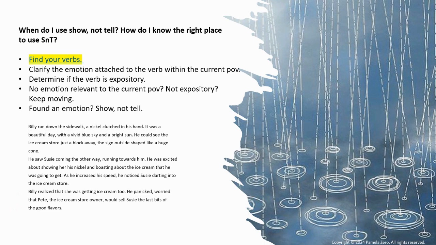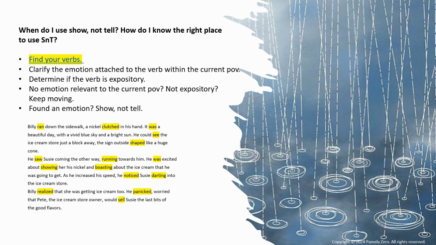Okay, let's talk about this a little bit. There is nothing terribly wrong with these paragraphs. However, let's do show not tell as they apply to these paragraphs and take a look at what that does to the actual prose. Let's start by finding our verbs. Billy ran down the sidewalk, a nickel clutched in his hands. It was a beautiful day with the vivid blue sky. He could see the ice cream, the sign outside shaped. Okay, so these are all verbs, and there may even be more in here. I just grabbed the big glaring ones for us.